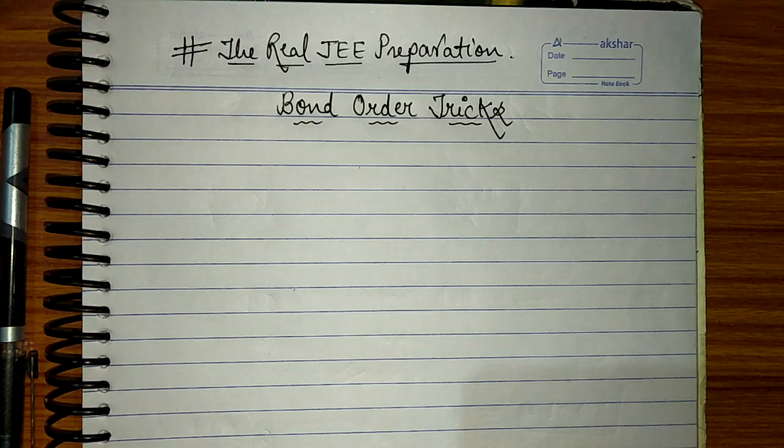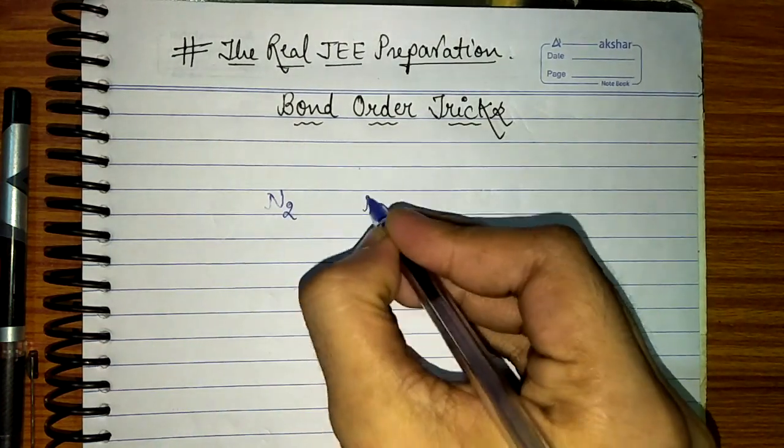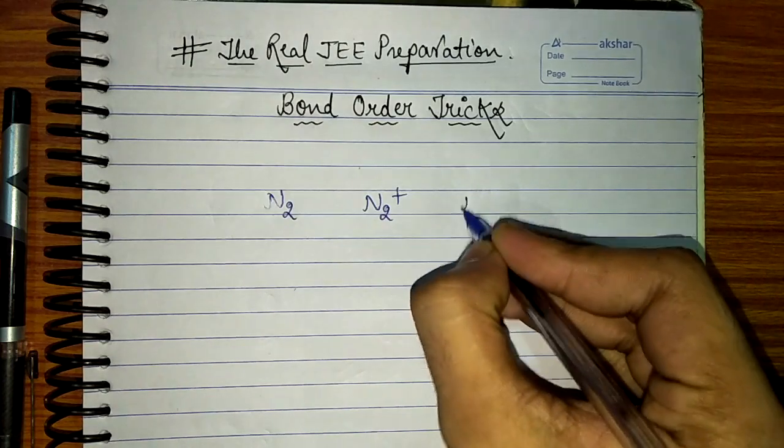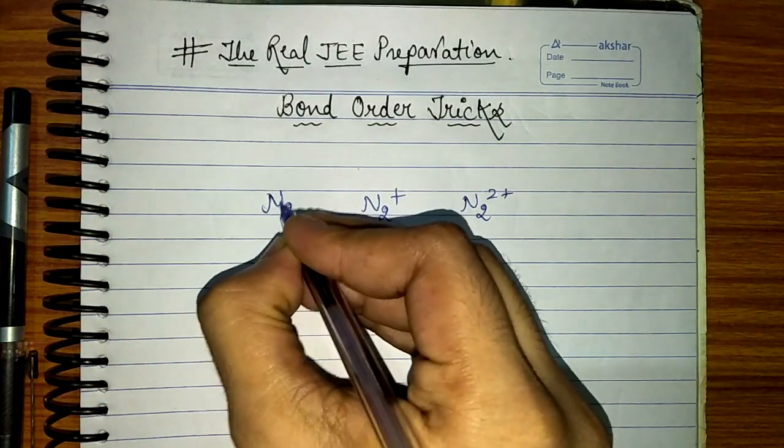So in today's video, we are going to discuss bond order tricks. This is one of the most important topics, and you'll be able to solve questions related to bond order within 30 seconds. So let's just start. Very often we come across questions where we are asked to arrange such molecules in increasing or decreasing order of their bond order, isn't it?